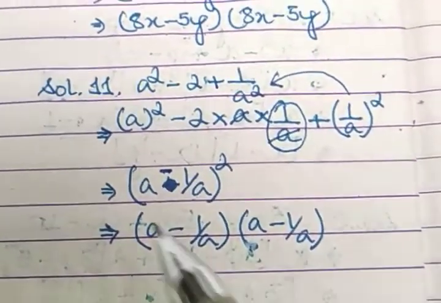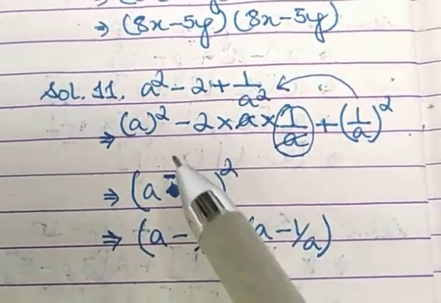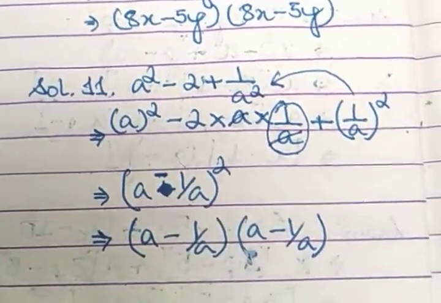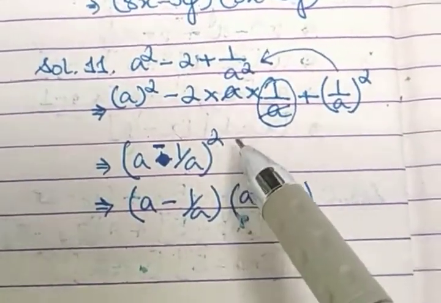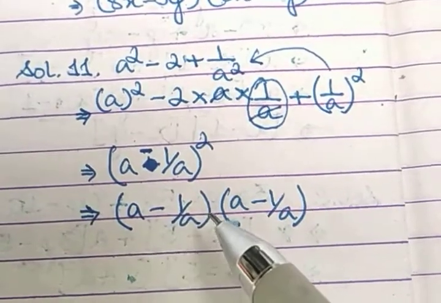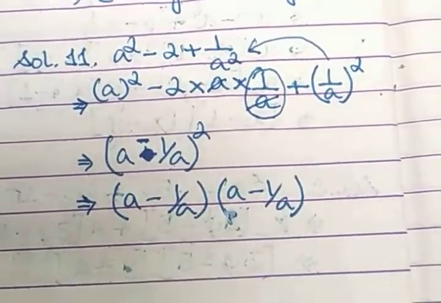Now simply, I can write it as a minus b whole square, since it was with the negative 2ab. So a minus 1 by a whole square. Now a minus 1 by a whole square can be written as a minus 1 by a times a minus 1 by a, the factor form, and we are done here.